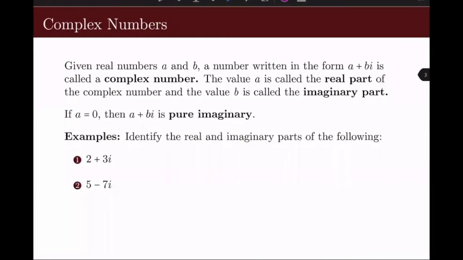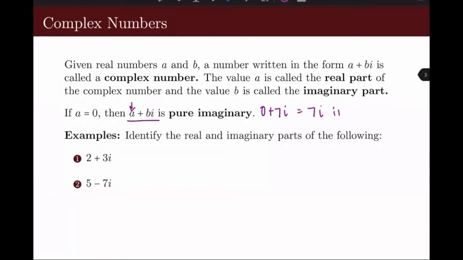Given real numbers a and b, a number written in the form a plus bi is called a complex number. The value a is the real part, and the value b is the imaginary part. And if a equals 0, then 0 plus bi is purely imaginary. Essentially what this is saying is if we have something like 0 plus 7i, that would make the a value 0. This is just equal to 7i, which is purely an imaginary number, not a complex number, because it has no real part.